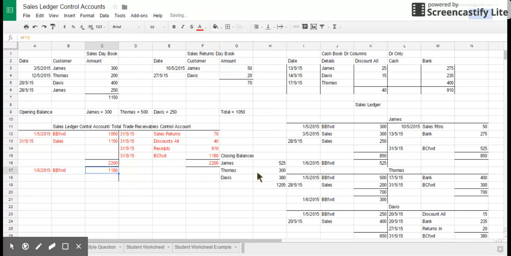And what I can see now is when I look at the totals of all the customers' closing balances, that tells me that I made $1,205. But my sales ledger control account tells me I made $1,180. So I can now go and look around and try and find the error. Well, I've already told you what the error is, so there's no problem there. We know it's James's account that hasn't been done correctly. So if I go and put in the $25 discount, and that was given on the 13th of the 5th, 2015, and it's a discount allowed.